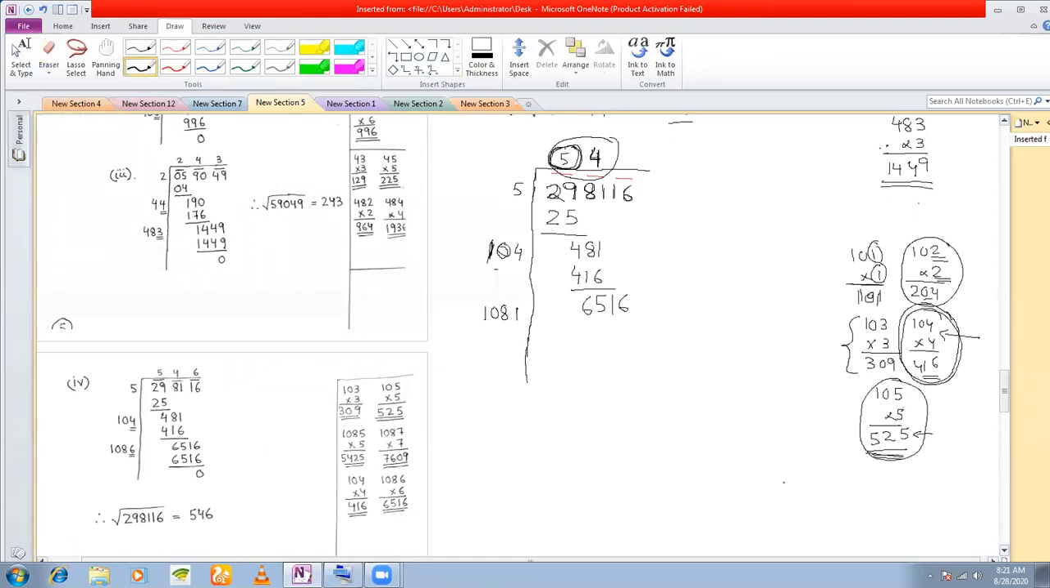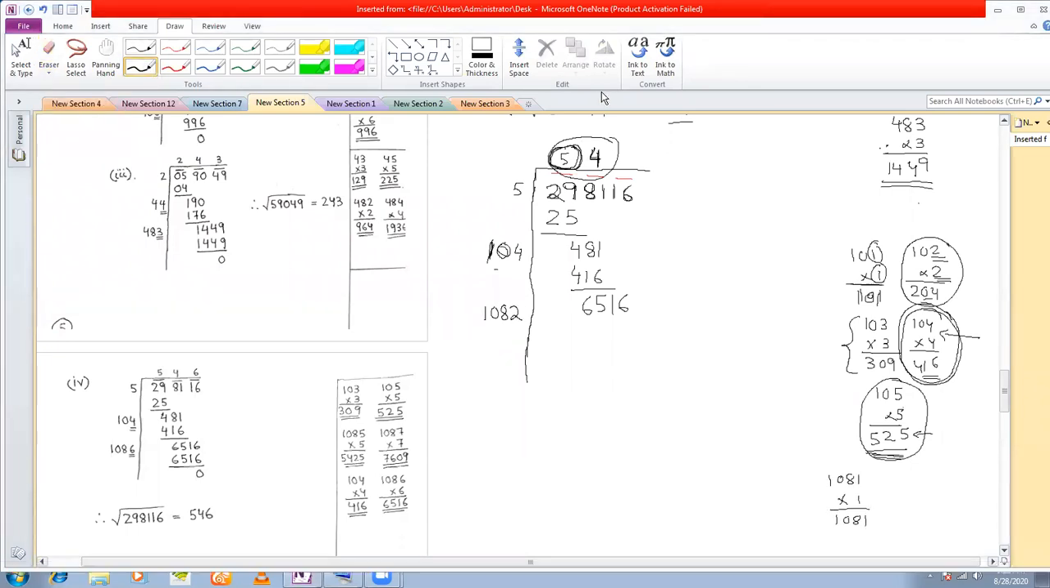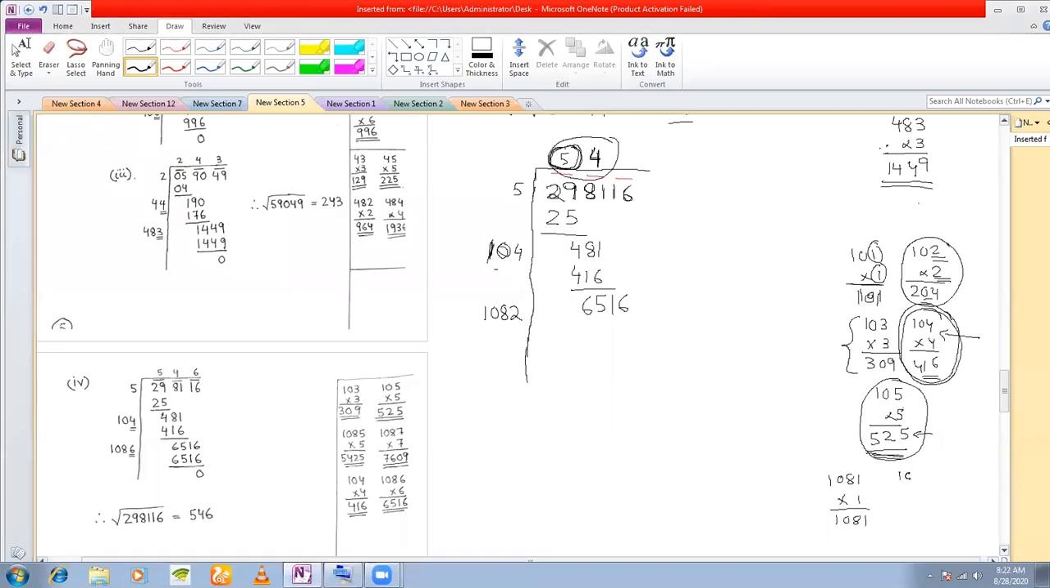1081 into 1 is 1081, which is way less. So we try the digit 2. We now place 2. So 1082 into 2 is 2164, which is again way less than 6516.